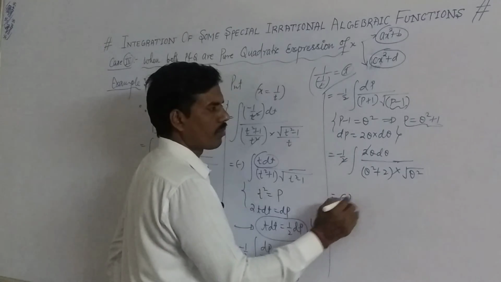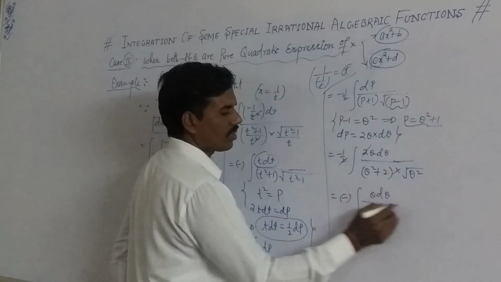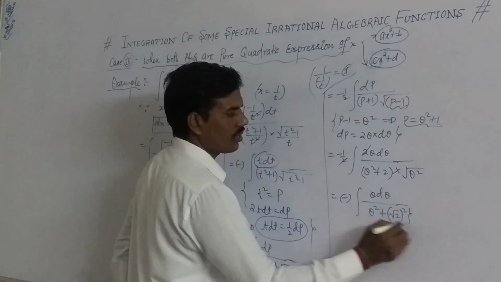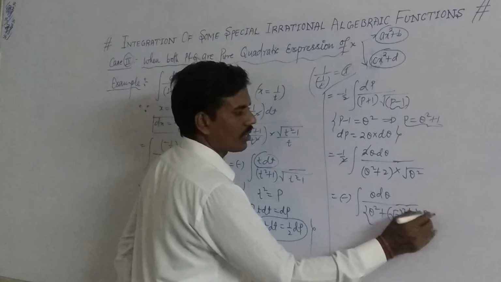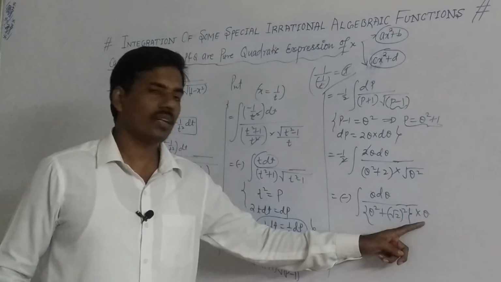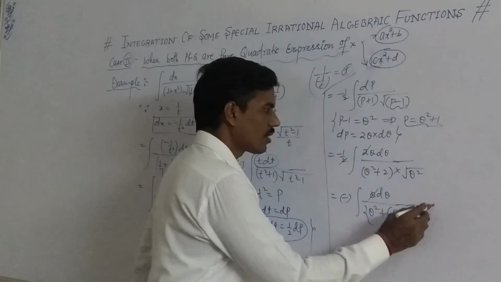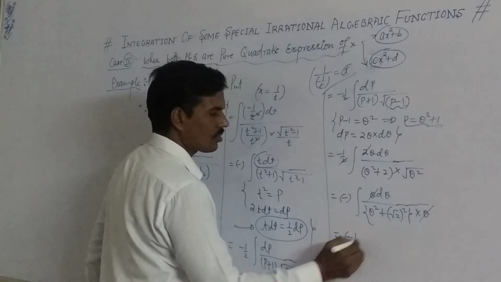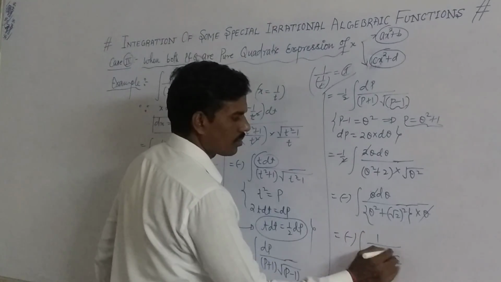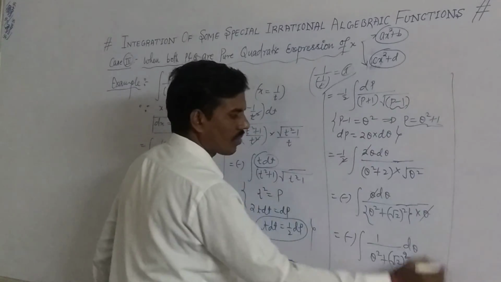We have minus theta d theta upon (theta square plus root 2 the whole square) into theta. Clear? Under root theta square is theta, and theta get cancelled. We have minus 1 upon (theta square plus root 2 square) d theta.